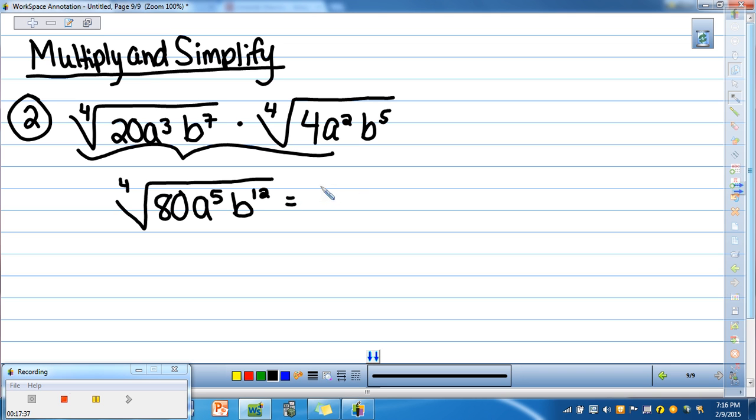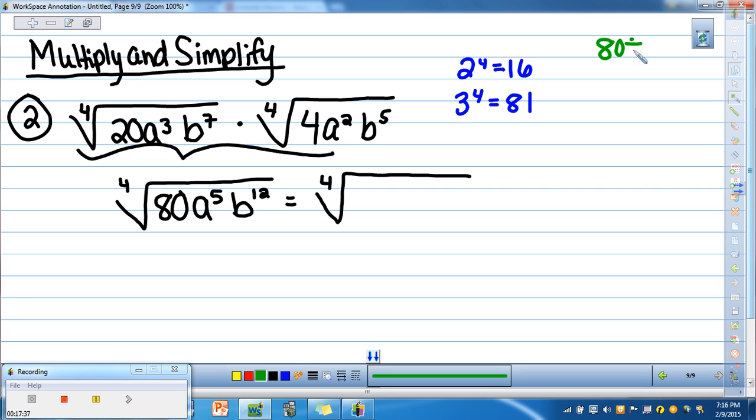Now thinking about fourth roots, we're looking for factors that are perfect fourths. Remember that 2 to the 4th is 16, and 3 to the 4th is 81. 81 is too big to be a factor of 80, but 16 is possible. If we do 80 divided by 16, you could use your calculator for that, we end up getting 5. So we can split the fourth root of 80. Go ahead and split the 80 into 16 times 5.